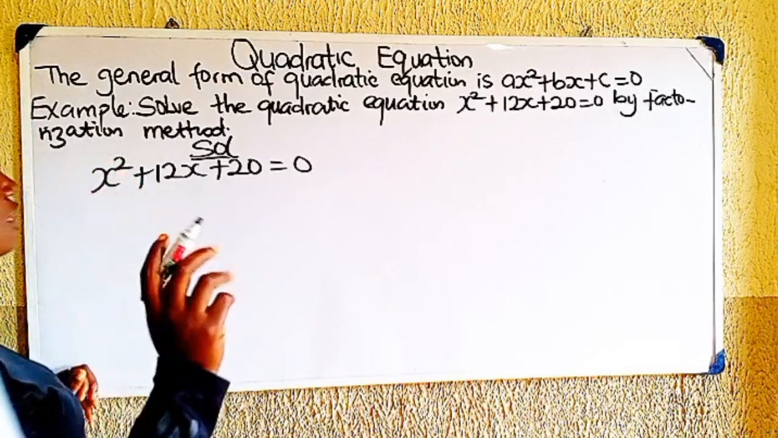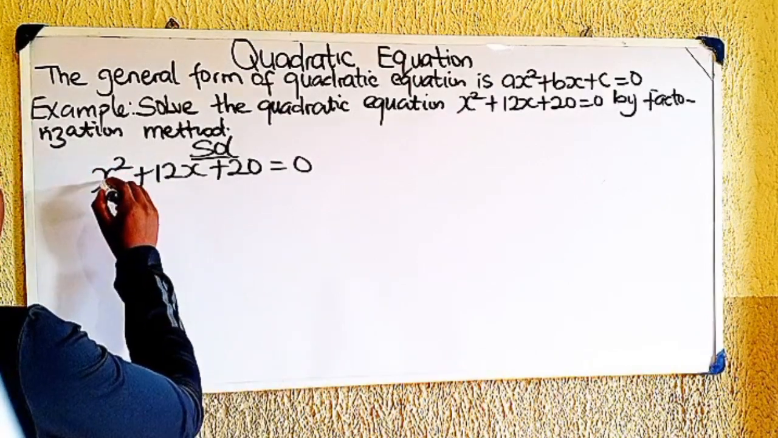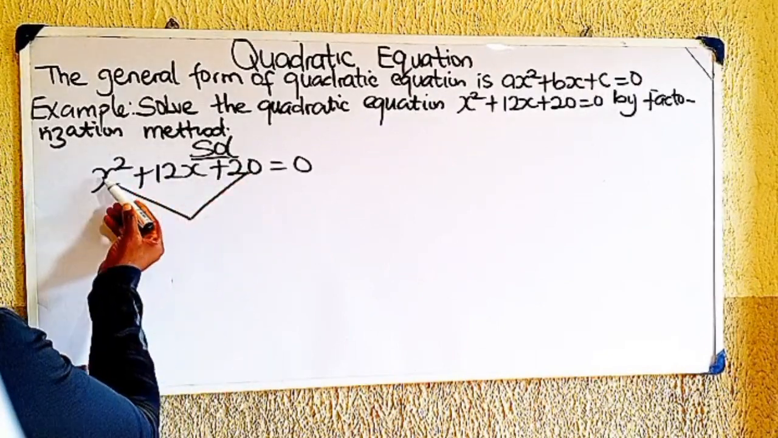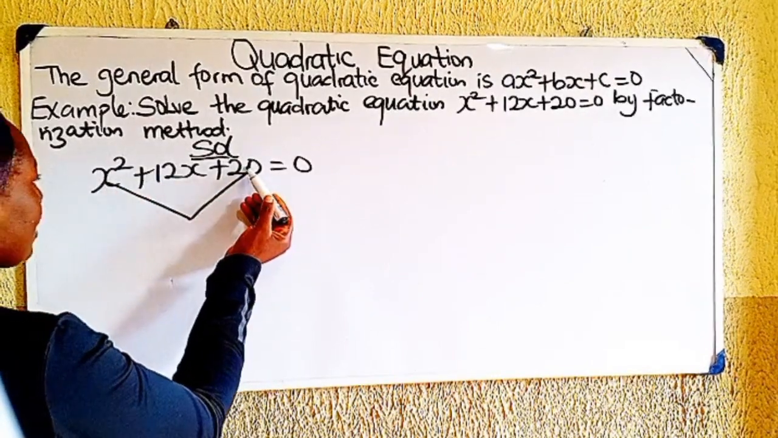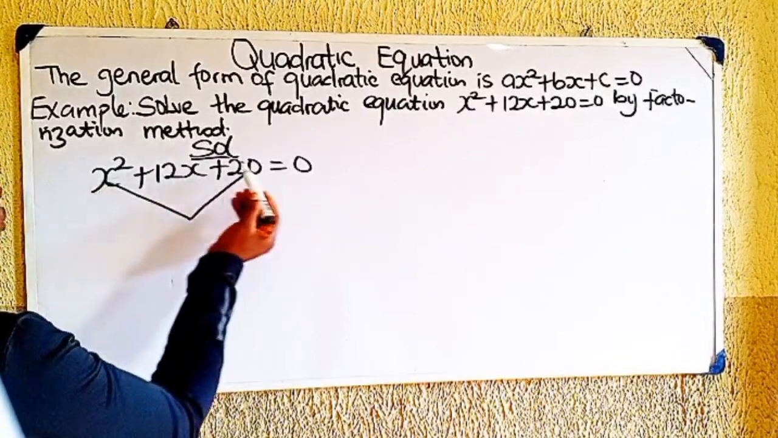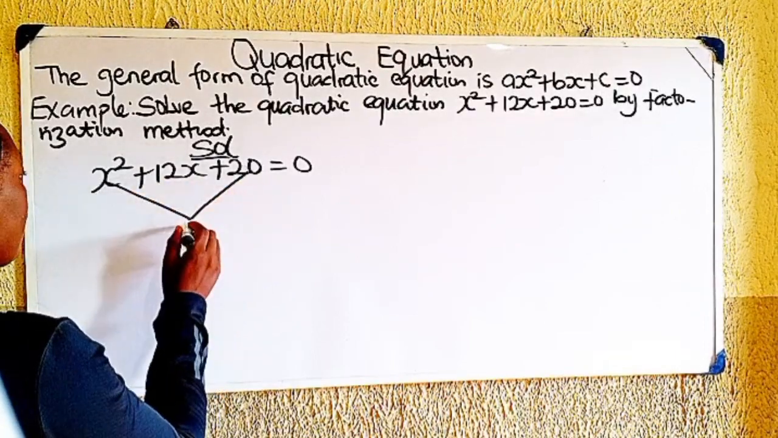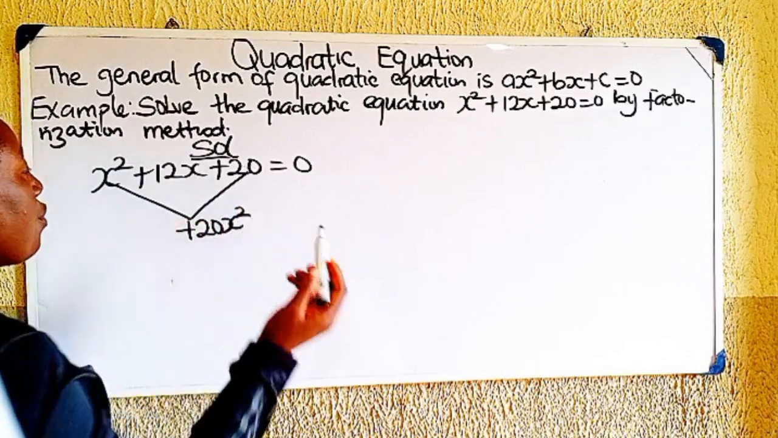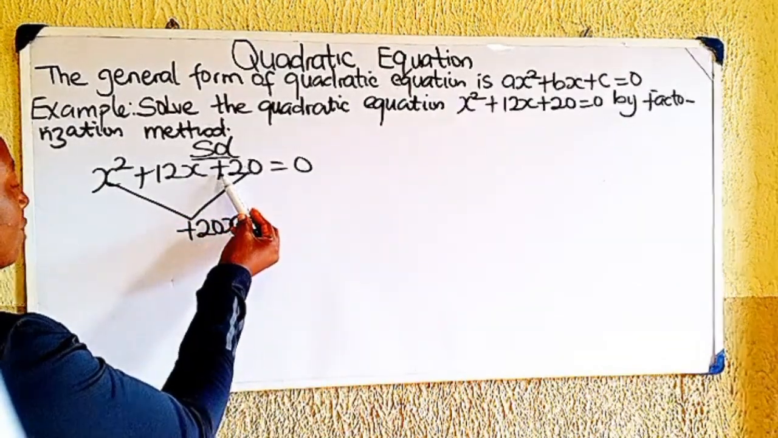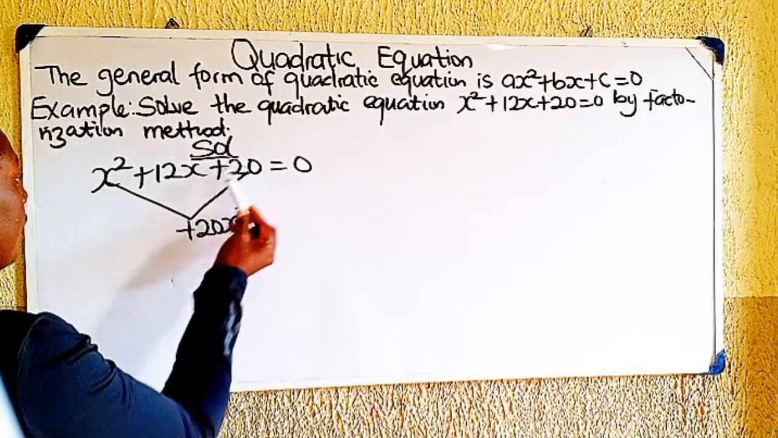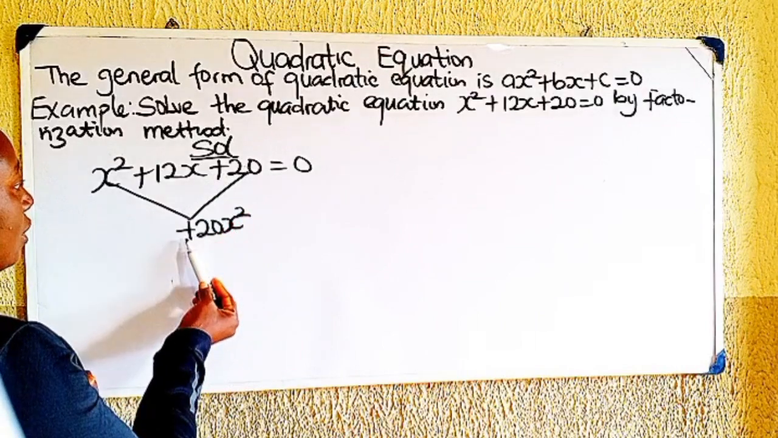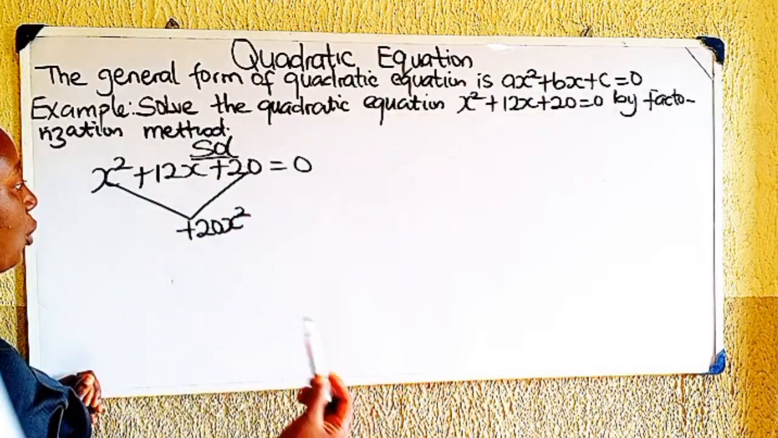Now, the first thing you are going to do is to multiply the first term and the last term. This is the first term and this is the last term. So we multiply both of them. I have plus 20x squared. Remember, if there's a minus sign here, when you multiply, your answer here will carry minus. Remember to carry the minus along.